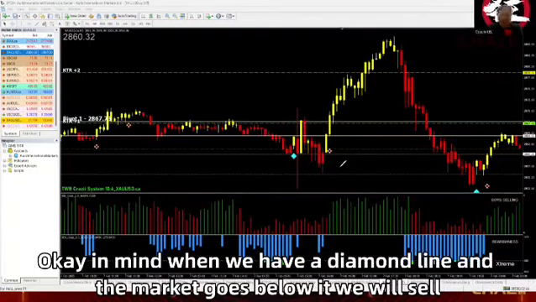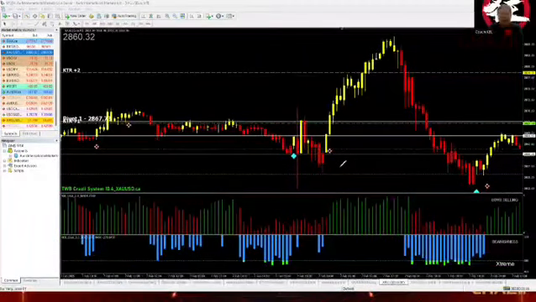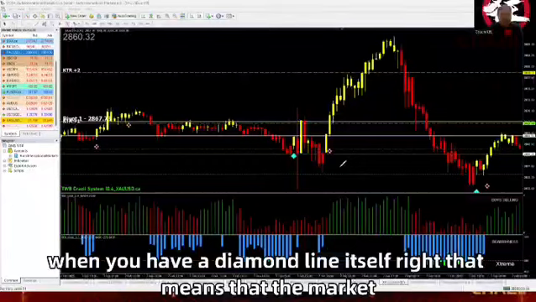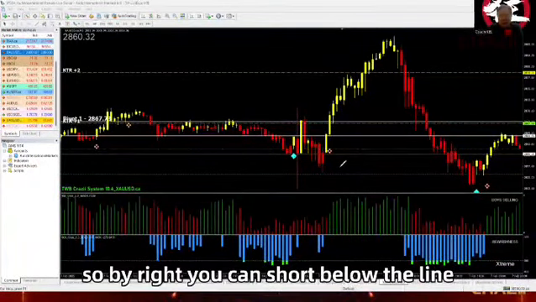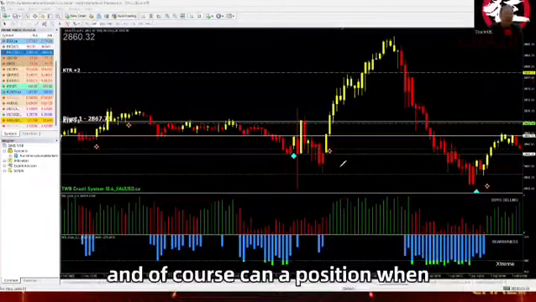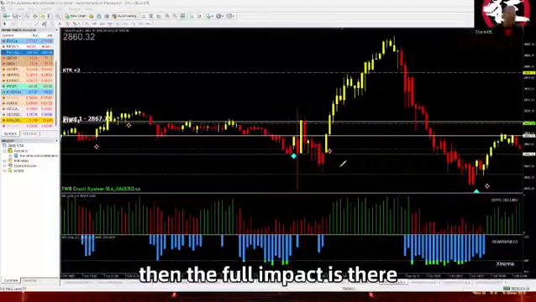Iman asks: where we have a diamond line and the market goes below it, do we sell even though it's above OP, or do we wait until below OP? Good question. When you have a diamond line itself, that means the market wants to go up higher, but then it didn't. So by right, you can short below the line, and of course you can add position when it's below the OP of the day. Then the full impact is there.